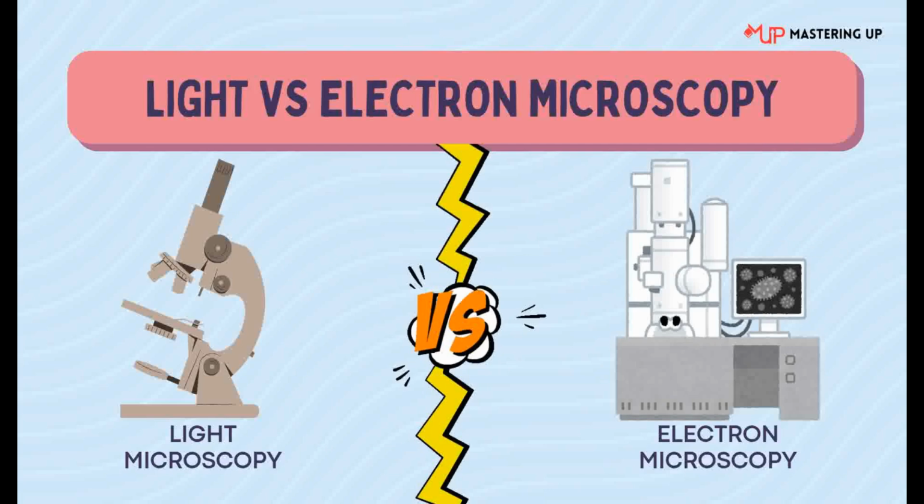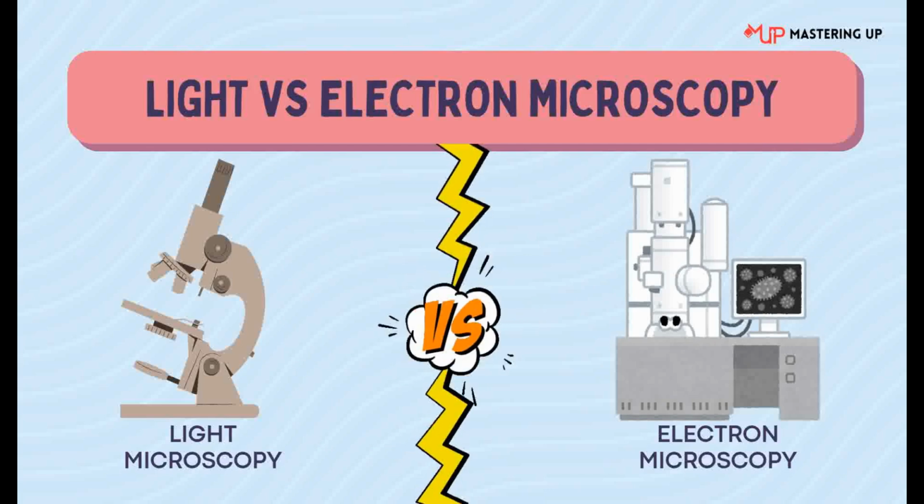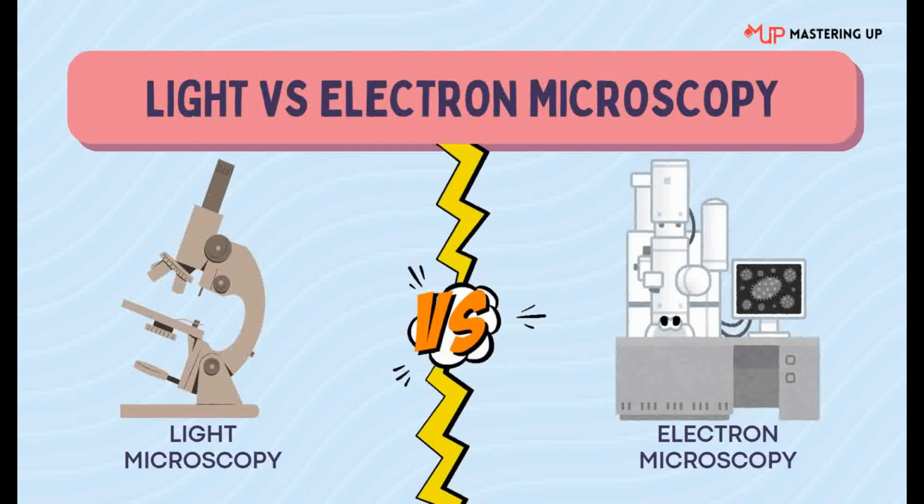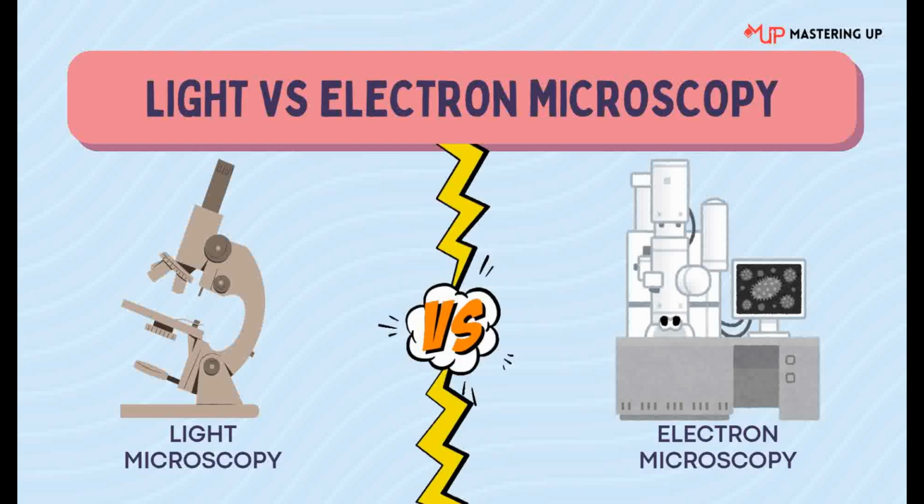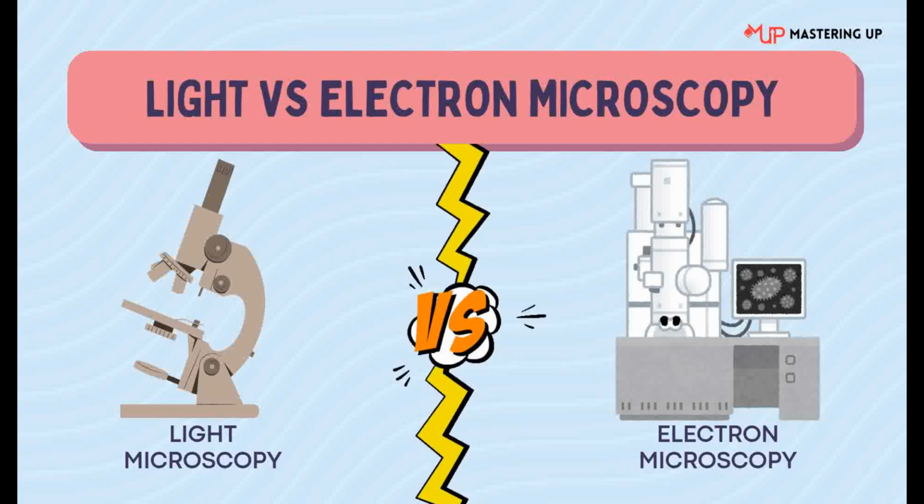Microscopy has revolutionized the way we study cells and cellular structures. Two key types are light microscopy and electron microscopy. Most of us have used a light microscope in school to observe cells or tissues. It's easy to use and it will allow us to see basic structures using visible light.